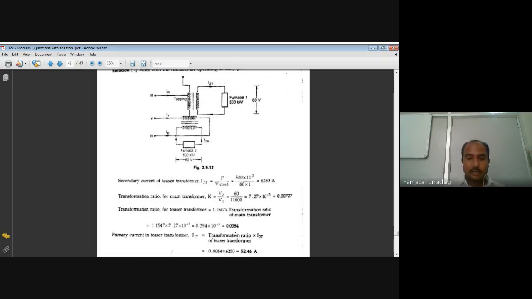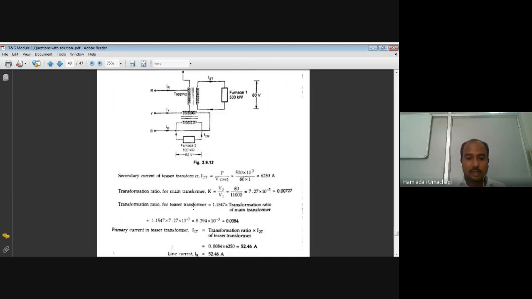Now let us calculate the transformation ratio of the teaser transformer. KTT is equal to 1.1547 into the transformation ratio of the main transformer, KMT. KMT is 0.00727, so KTT is equal to 0.0084. So the transformation ratio of the teaser transformer is 0.0084, and similarly the transformation ratio of the main transformer KMT is 0.00727.